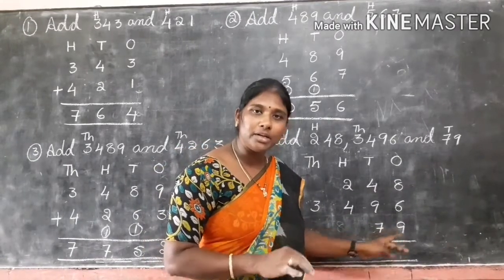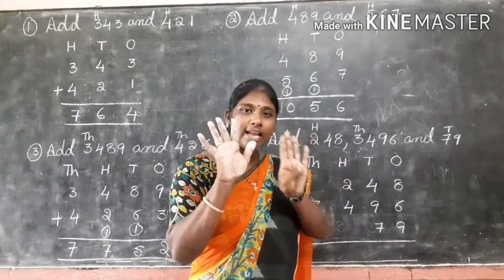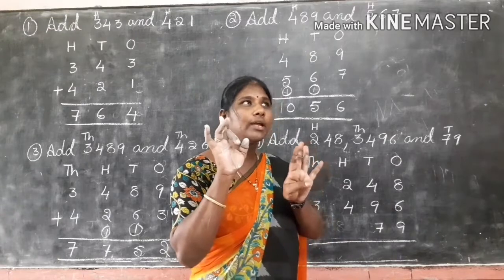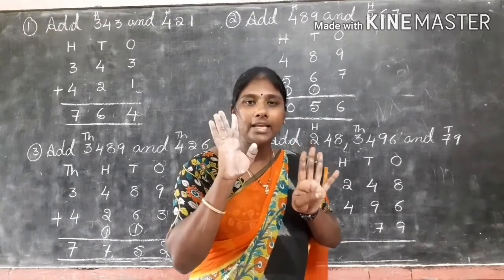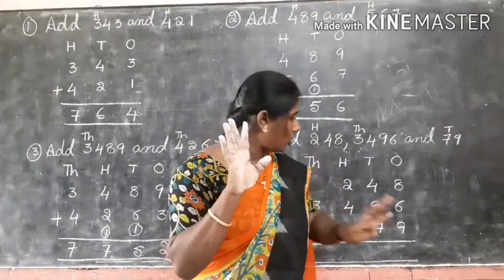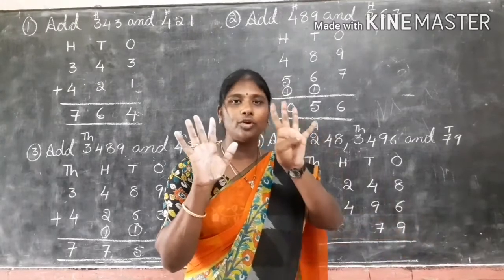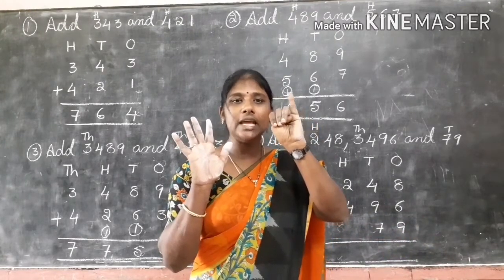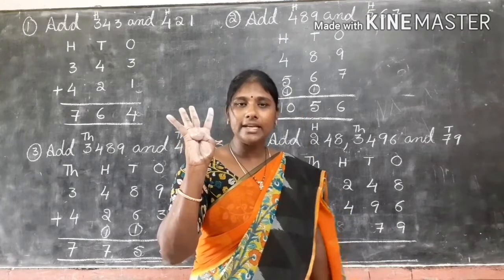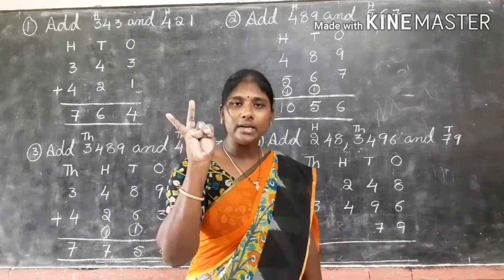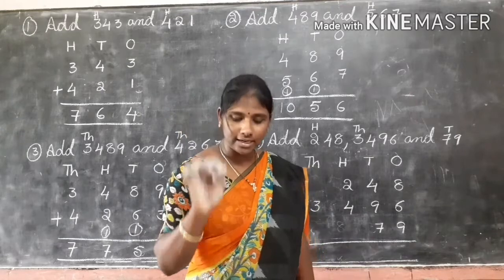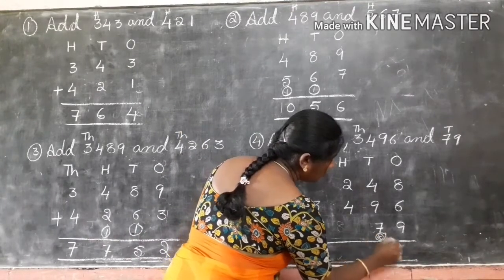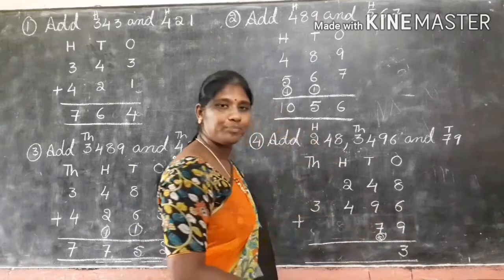What is the next number here? 9. Take 9 fingers. What number do I keep in my mind? I keep in my mind 14. So 14 after, we have to count. 14 after 15, 16, 17, 18, 19, 20, 21, 22, 23. So here we have to write 2, here we have to write 3.